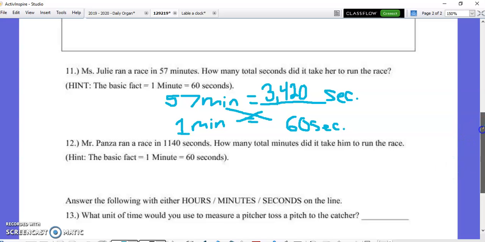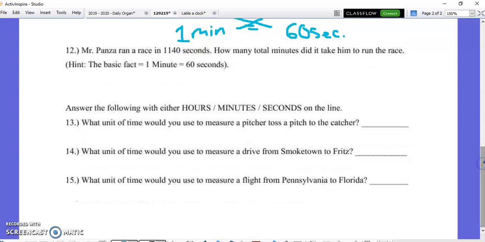The final three questions are more of what would be the best unit of measurement, either hours, minutes, or seconds. In this case, if you're a pitcher throwing a pitch to a catcher, that's going to be seconds. You wouldn't say minutes or hours. That's not logical. Number 14, what unit of study would it be for a drive from Smoketown Elementary to Fritz Elementary? Well, in this case, it's going to take us minutes to make that drive. How many minutes? Not really relevant, but it needs to be factored in here. And 15, a flight from Pennsylvania to Florida would be hours, which we have discussed on one of our final days today. I hope this review video helps.